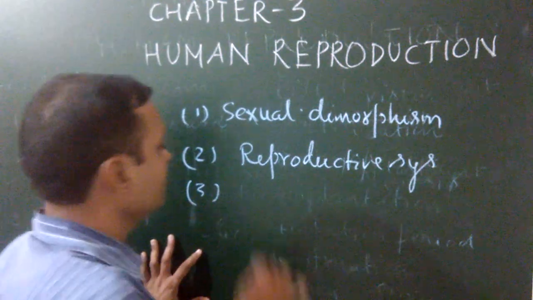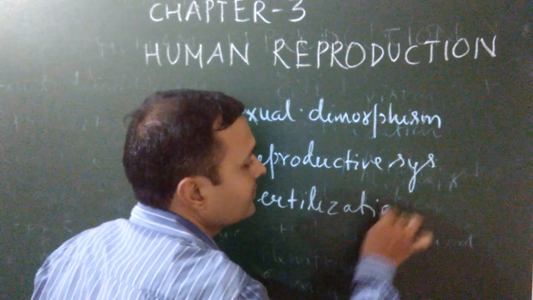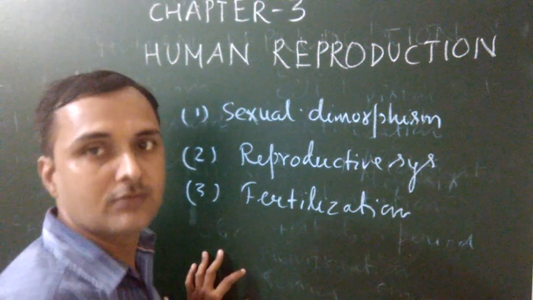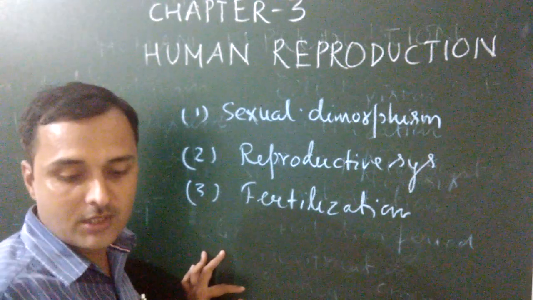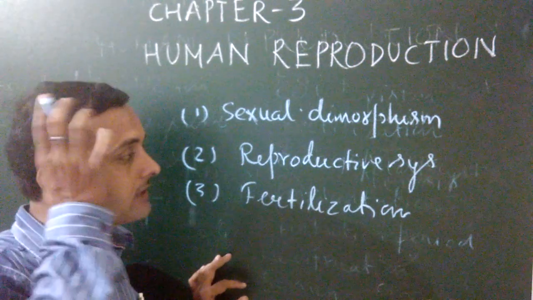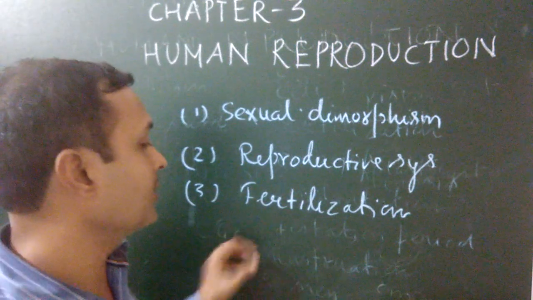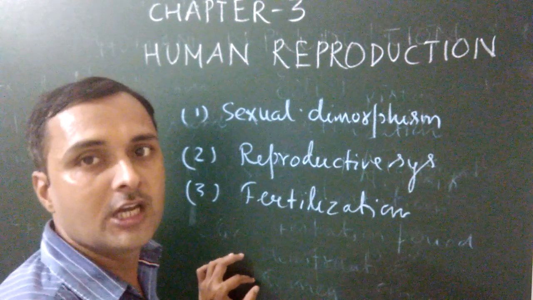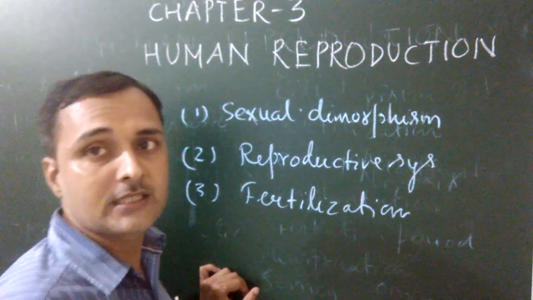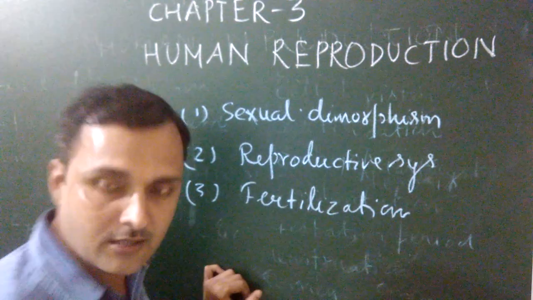Come to the next. What do you mean by the term fertilization? The process of fusion of male and female gametes during sexual reproduction is known as fertilization. When this fertilization occurs outside the female's body, it is known as external fertilization, and when it occurs inside the female's body, it is known as internal fertilization. External fertilization is found in fishes and amphibia, and internal fertilization is found in reptiles, aves, and birds.